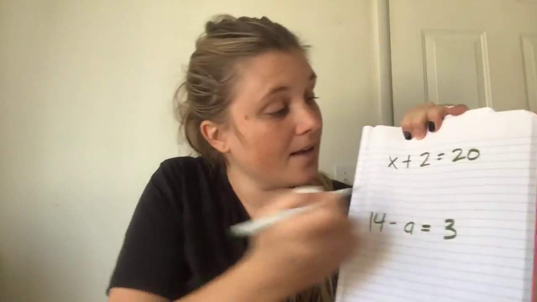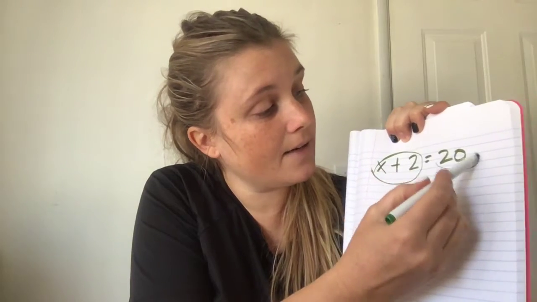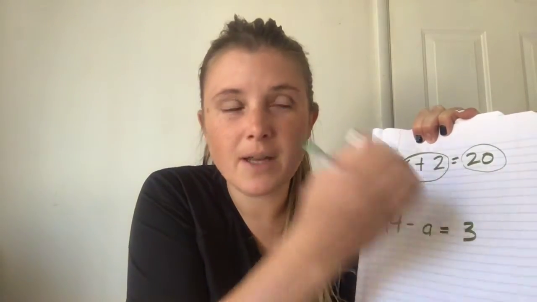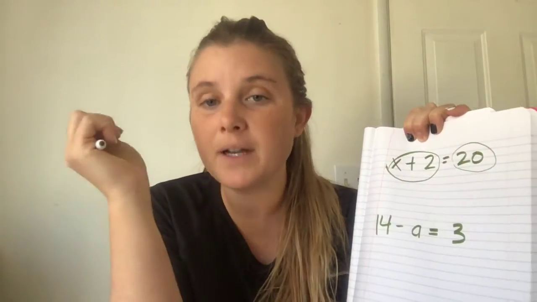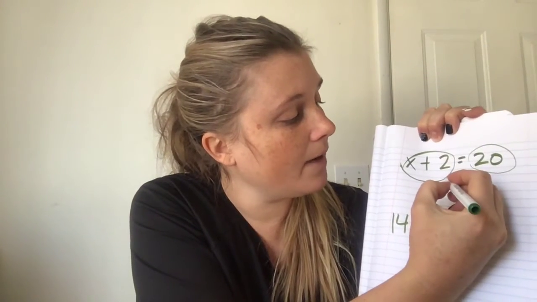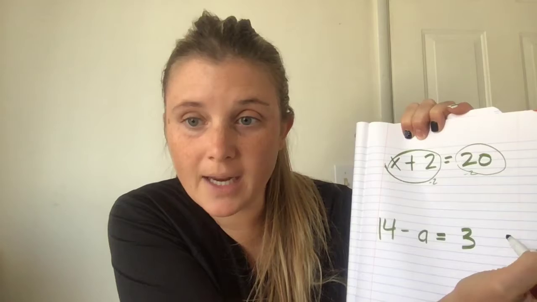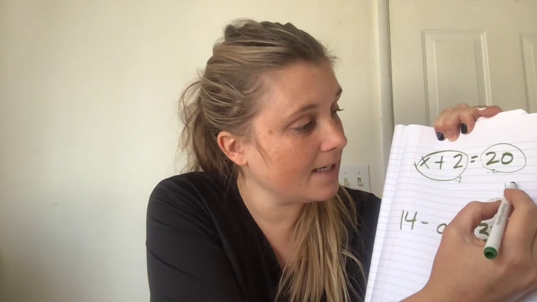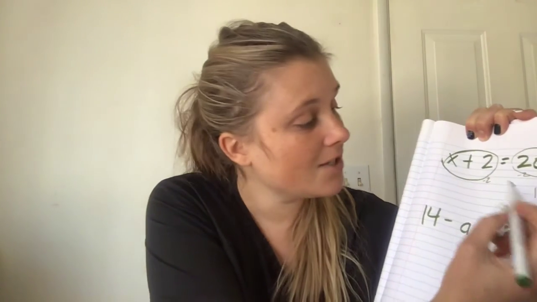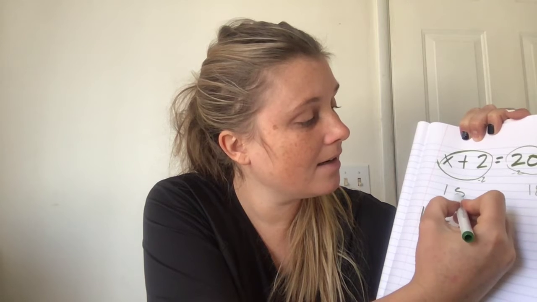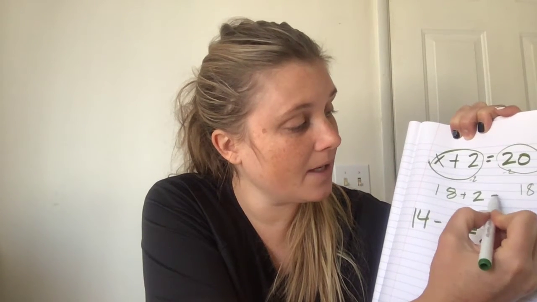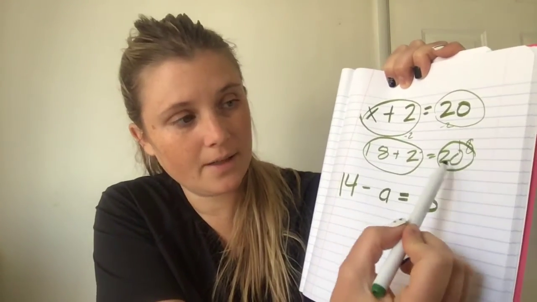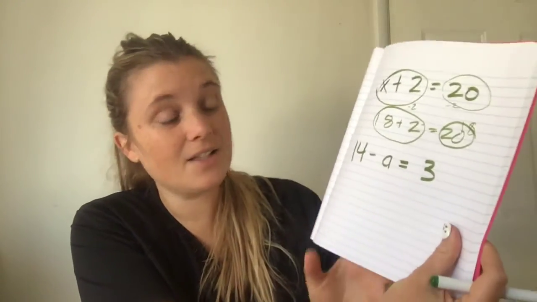Let's see. Here's this side of the equal sign, and here's this side of the equal sign. Something plus 2 equals 20. We have something, and we're going to add 2 to equal 20. How are we going to figure that out? We're going to take away 2 from here. So 20 subtract 2 equals 18. So 18 plus 2 equals 20. We balanced them, right? The same here and the same there. Okay, now let's do this one.